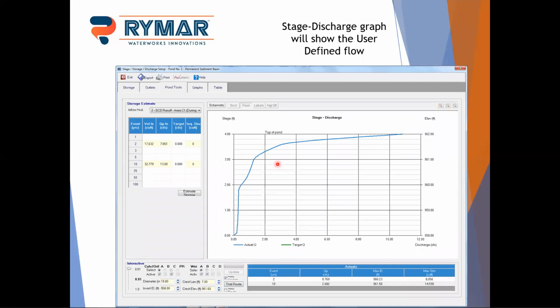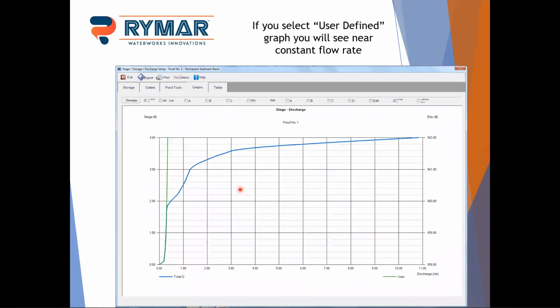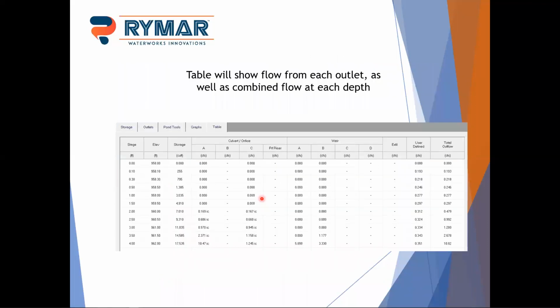And so if you look at the stage discharge curve, it looks something like this. So this is your skimmer flow. And we did a little highlight here to identify it as your green line there. So you can see a really small amount of the flow, and your 6-inch orifice kicking in, your rectangular weir kicking in, and then the top of the riser kicking in. So you can see your full discharge. And if you look at the discharge table, again, you'll see there's no discharge from anything but the user defined up until about 2 feet, and then it starts kicking in the others.